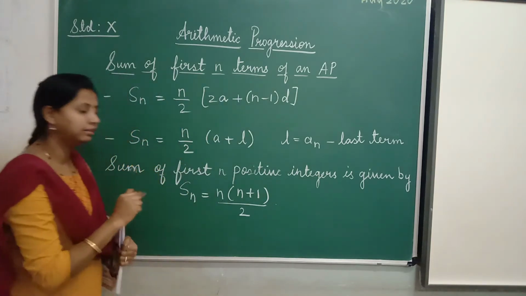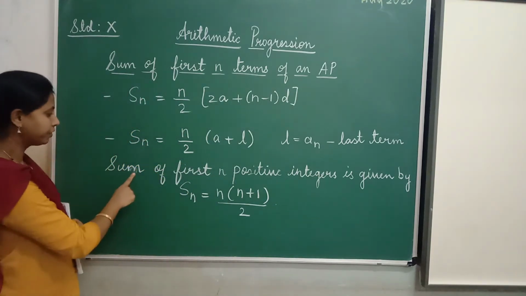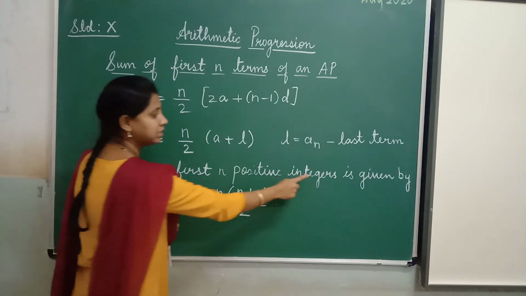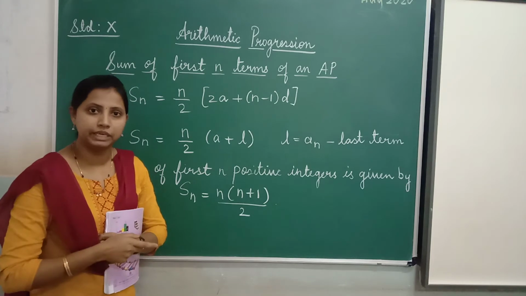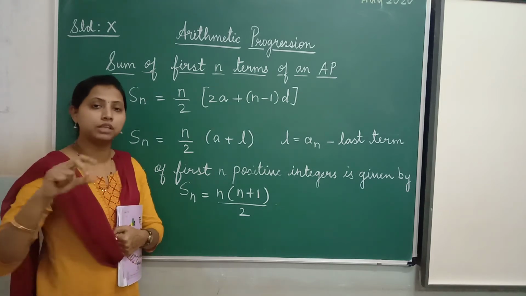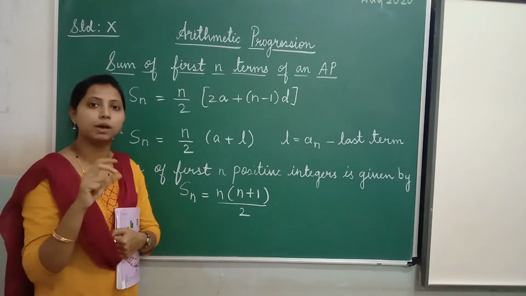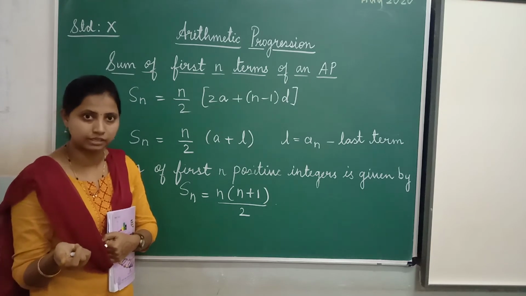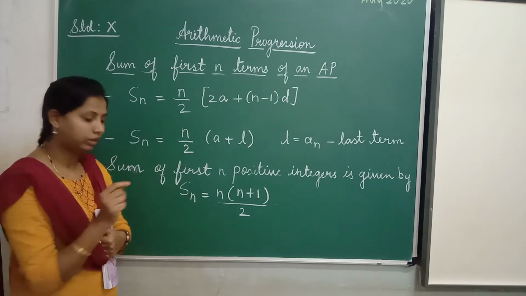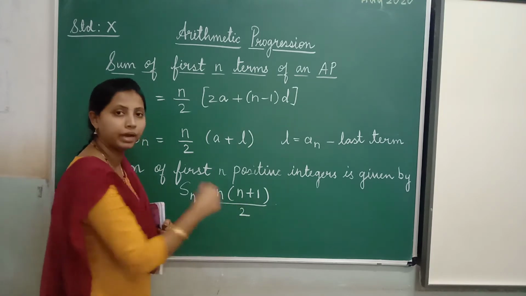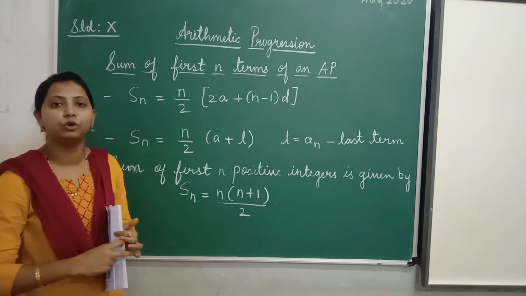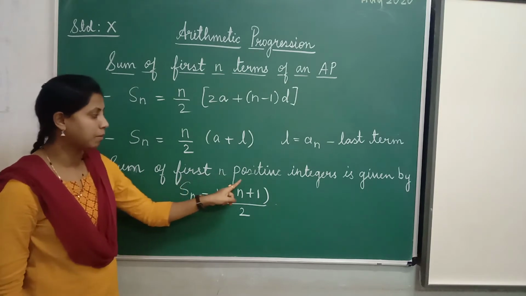Okay children? And then you have one more formula here, that is sum of first n positive integers. Yes, the sum of first n positive integers. Find the sum of first 1000 positive integers. Find the sum of first 100 positive integers. When it is given like that, only then you can use the formula Sn is equals to n into n plus 1 by 2.